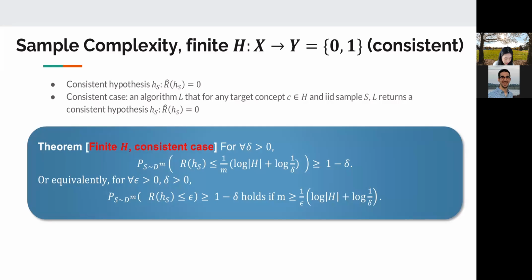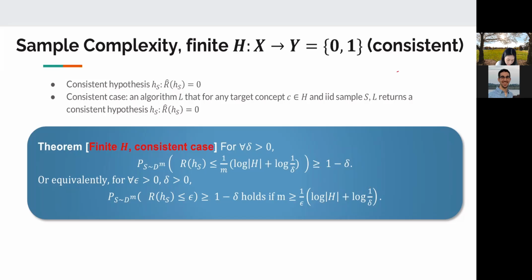I would call this a generalization error, because it is saying that with very high probability, the true error, which is R of HS, is going to be upper bounded by 1 over m times the logarithm of the cardinality of H plus the logarithm of 1 over delta. So this is a generalization error, and the sample complexity basically is here.